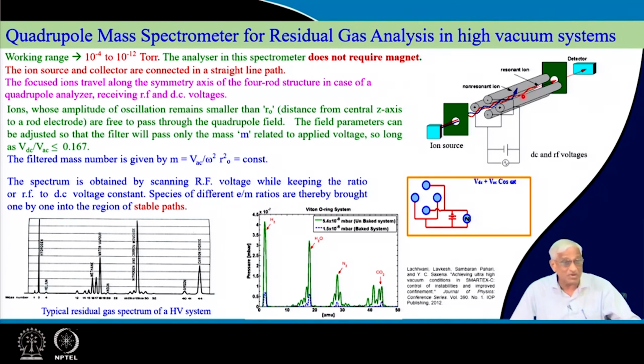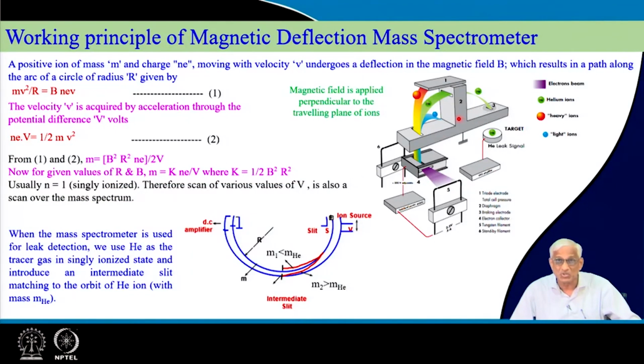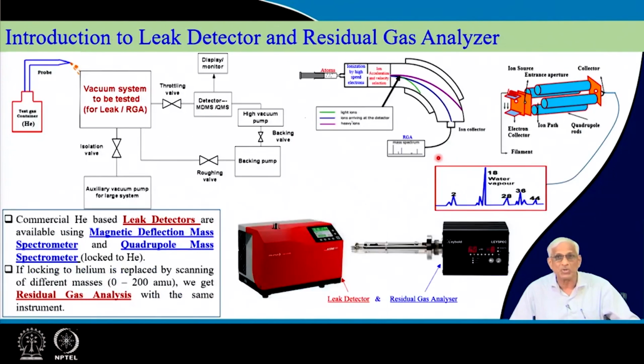But if you want to measure the exact amount of leak rate, you should go for this type of leak detector. These were shown earlier also. This is my deflection type of leak detector, totally dedicated to leak detection only. This is dedicated for residual gas analysis. By locking it to helium, you can use it in a leak detector mode, but a special mode cannot be a very sensitive mode. So, you have to keep both these instruments in the laboratory as essential accessories.